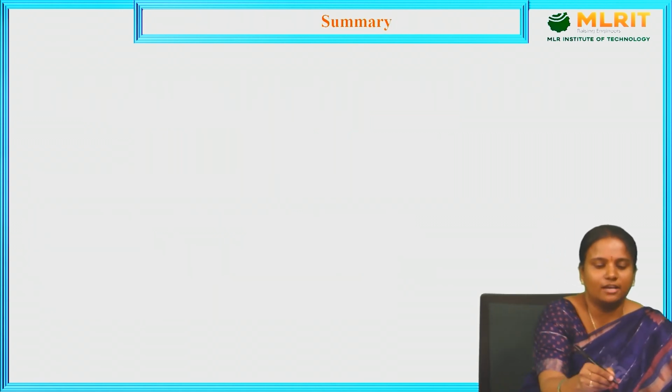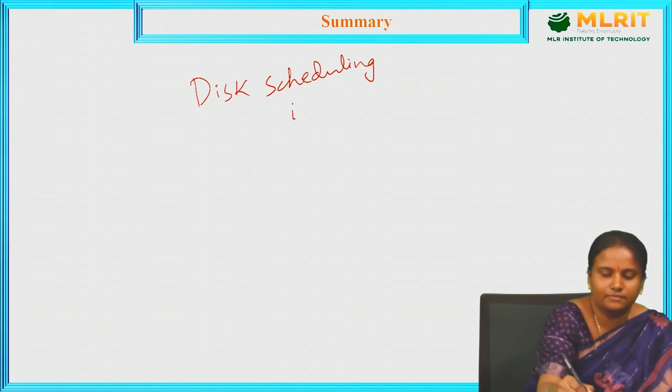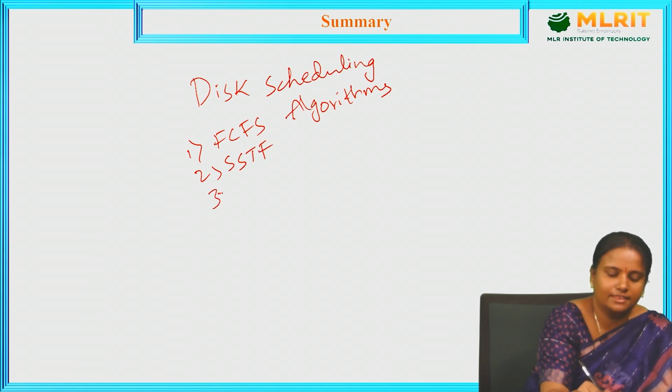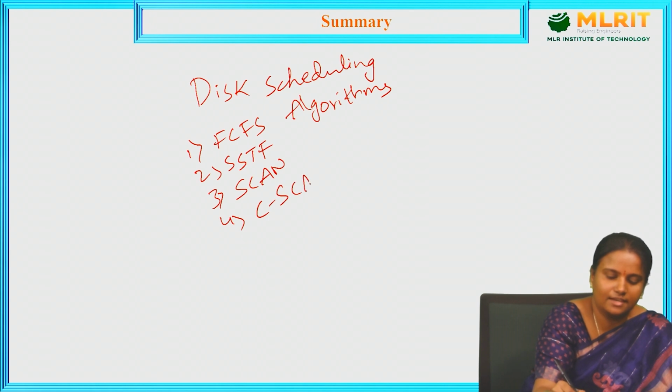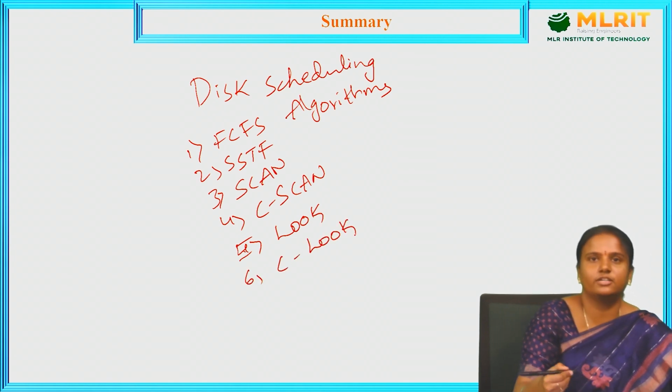So in this session we have seen disk scheduling algorithms. What are the 6 different types of disk scheduling algorithms? FCFS, SSTF (shortest seek time first), then SCAN, then C-SCAN, then LOOK, then C-LOOK. So we have seen these 6 types. We are going to discuss them one by one.